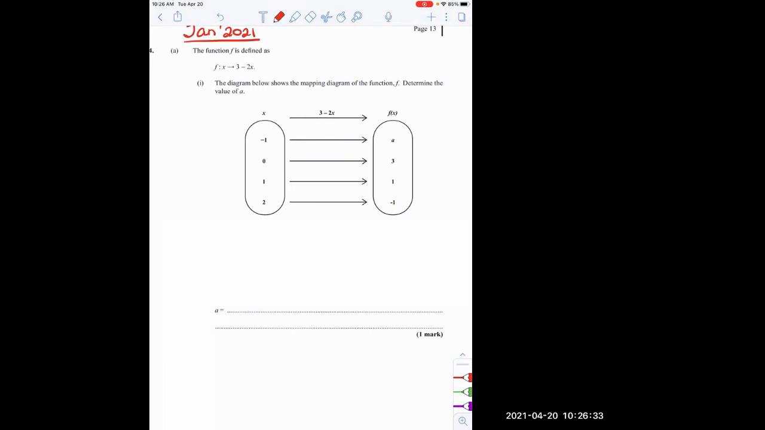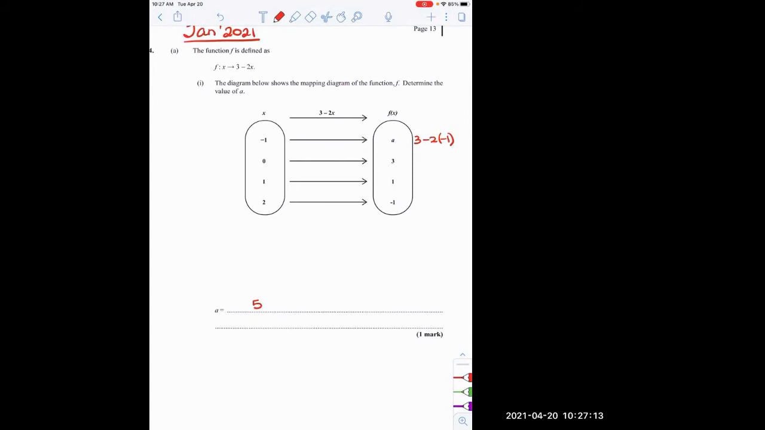Can anyone tell me how to find the value of a? You substitute x with negative 1. Malik, you go ahead. I was saying 3 minus 2 multiplied by negative 1. And what value did you get, Malik? 5. Oh, 5. All right. Andre, can you confirm Malik's answer of 5? Yes, miss.